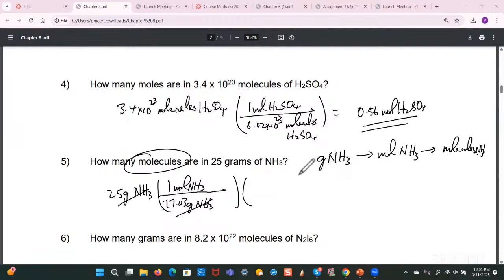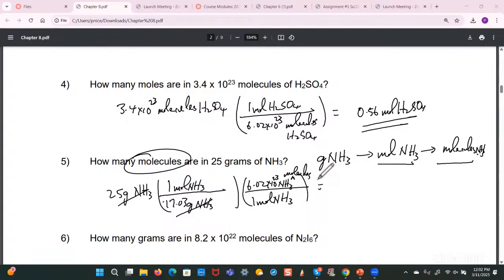The next step is to go from moles of ammonia to molecules of ammonia. So how would you represent that here? Okay, so what goes up, what goes down here? 1 mole of ammonia, and what goes up top? 6.02 times 10 to the 23 ammonia molecules. Okay, and that's the setup. So let's do the calculation.